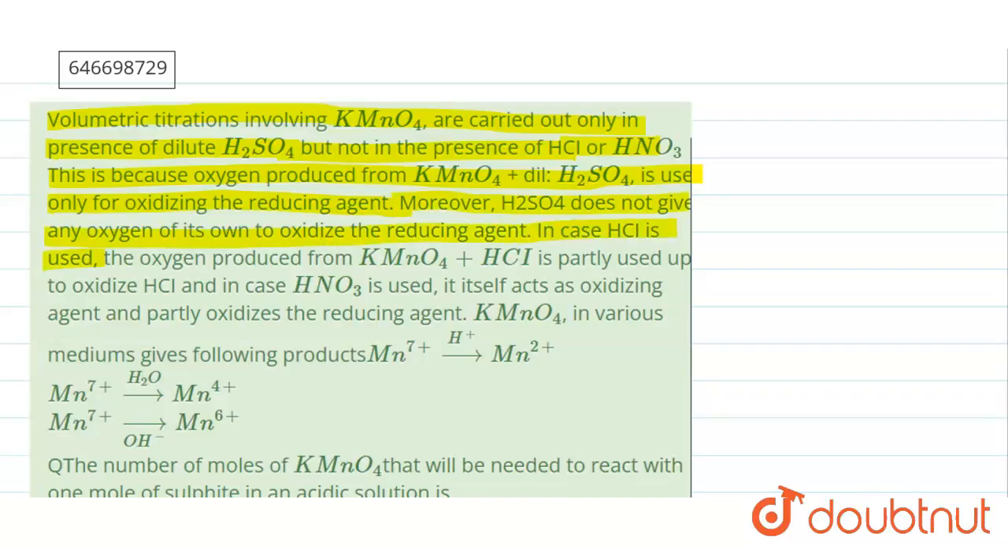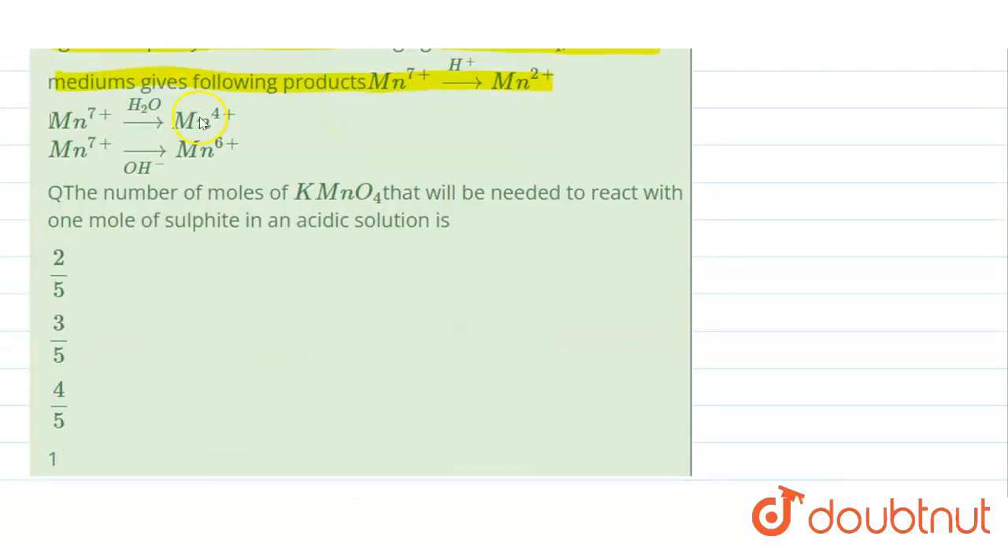In case HCl is used, the oxygen produced from KMnO4 plus HCl is partly used up to oxidize HCl, and in case HNO3 is used, it itself acts as oxidizing agent and partly oxidizes the reducing agent. KMnO4 in various mediums gives the following products: Mn+7 to Mn+2 in acidic medium, Mn+7 to Mn+4 in H2O, Mn+7 to Mn+6 in OH minus.